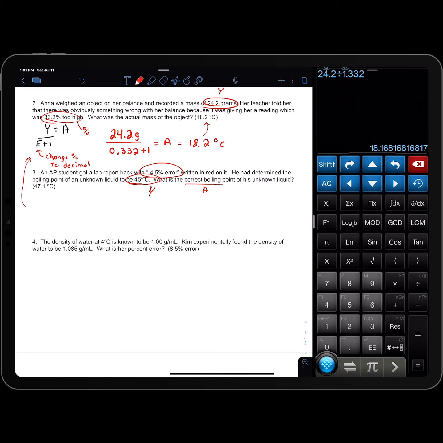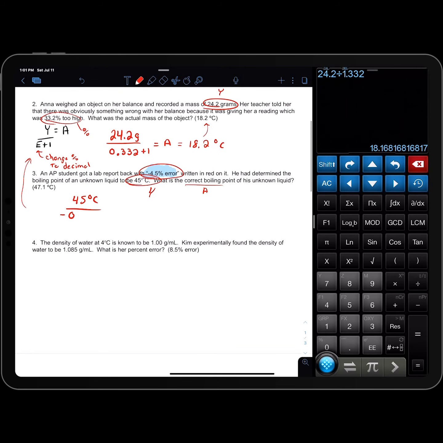We take your measurement, 45 degrees Celsius. We'll divide it by our percent error. Now the percent error is this number right here in the decimal format. So I'll move my decimal to the left 2 places. So we're going to have 0.045 plus 1. That's going to get me my actual number.